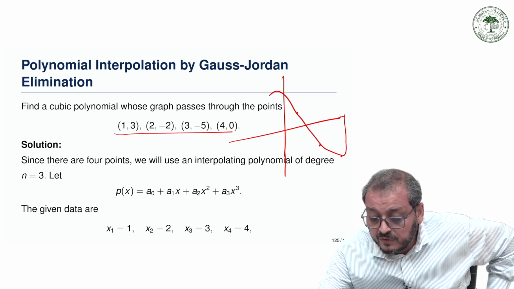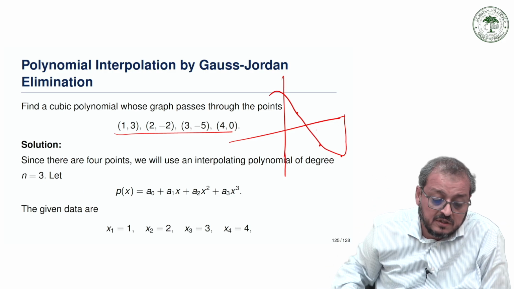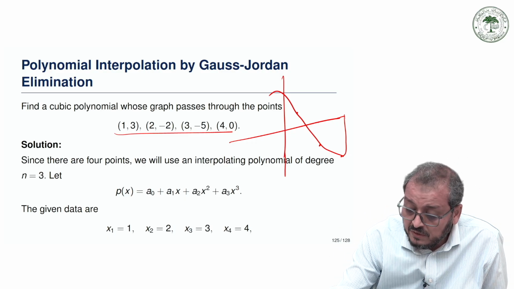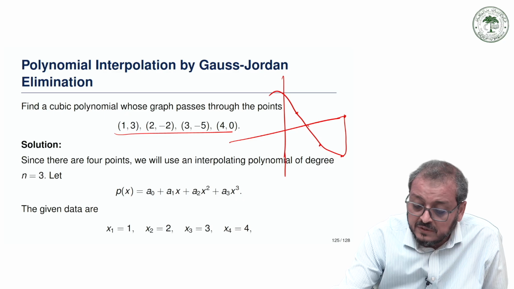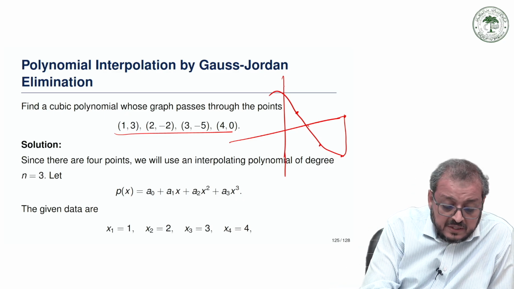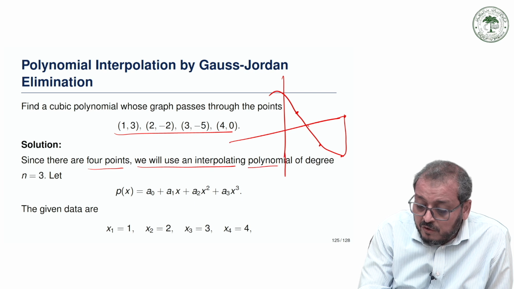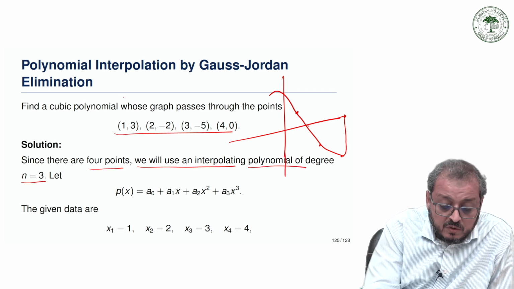This is the flow. We have to find the polynomial whose graph passes through these points. So there are 4 points, and we will use an interpolation polynomial of degree n equal to 3.